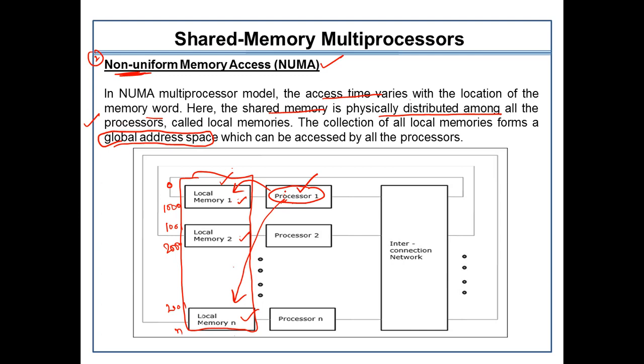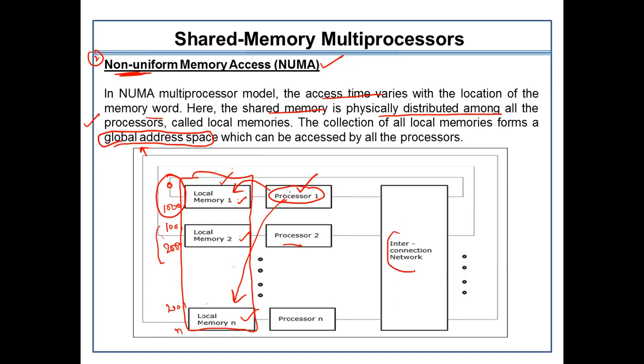Otherwise, for normal operations, processor 1 will be aware that its area lies in the 0 to 1000 words. Similarly, processor 2 is aware of its own. So what if, for any reason, processor 1 has to talk to processor number n, or the local memory allocated to processor number n? This can also be done. For that, it needs to use the global address space. This is the only point.